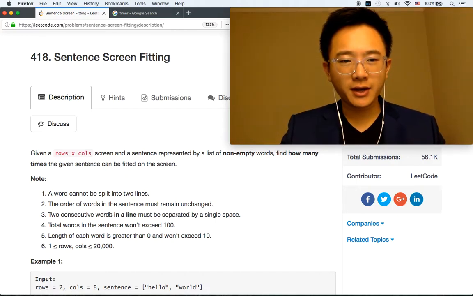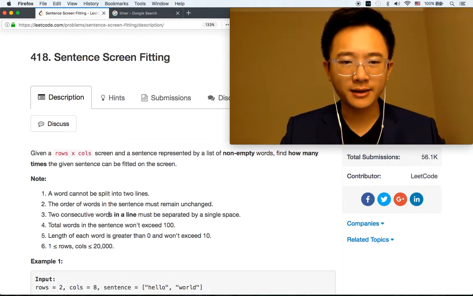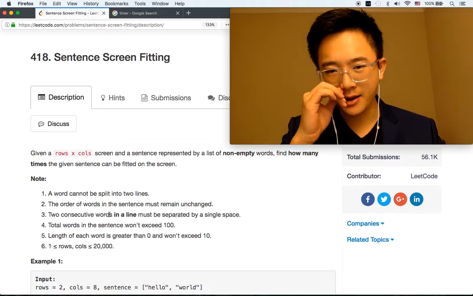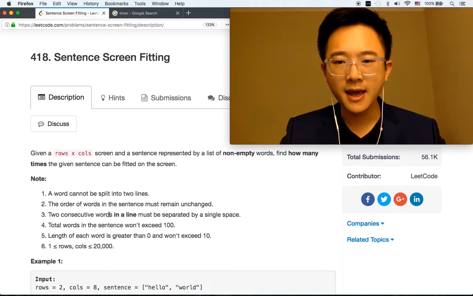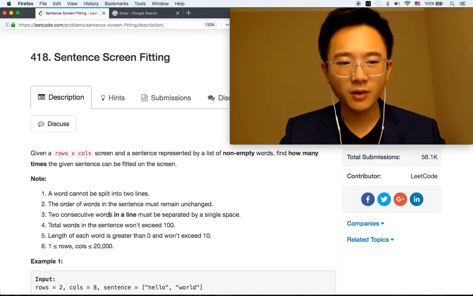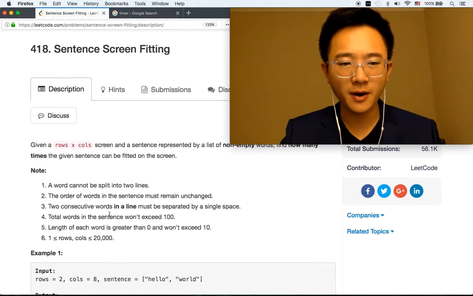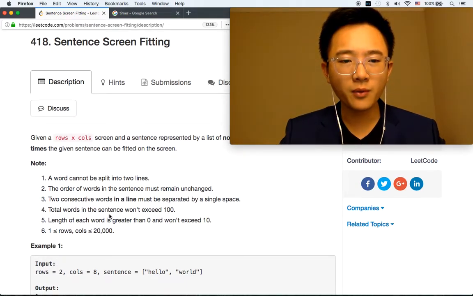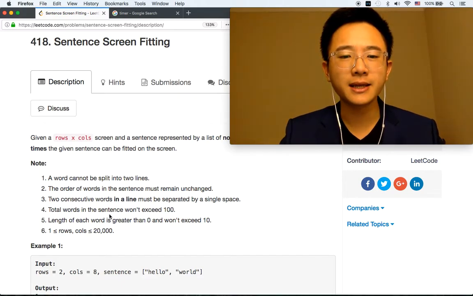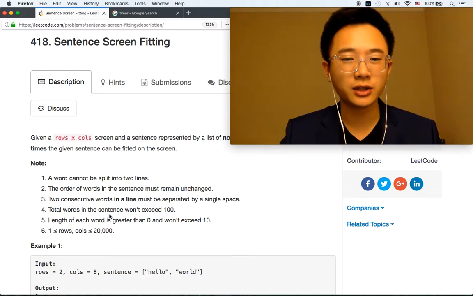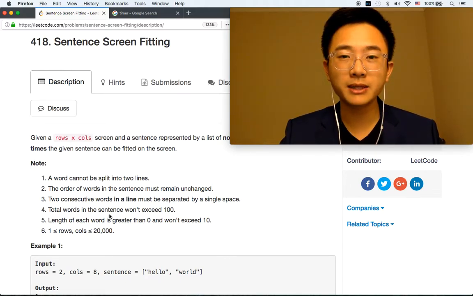Given a rows times columns screen and a sentence represented by a list of non-empty words, find how many times the given sentence can be fitted on the screen. Note, a word cannot be split into two lines. The order of words in a sentence must remain unchanged, and two consecutive words in a line must be separated by a single space.